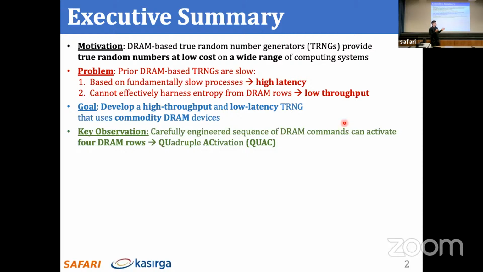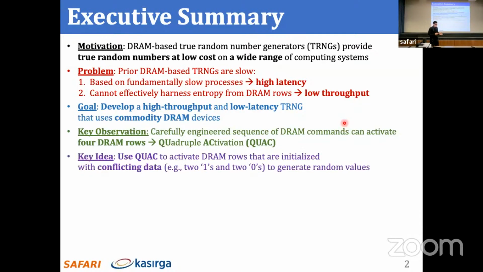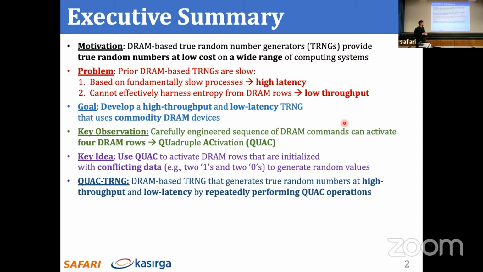Our key observation in developing this true random number generator is that by using carefully engineered command sequences, we can activate 4 DRAM rows by sending only 2 DRAM activate commands. And our key idea is to use QUAC operations to activate DRAM rows that are initialized with conflicting data patterns to generate random values. And we develop QUAC-TRNG based on QUAC operations.